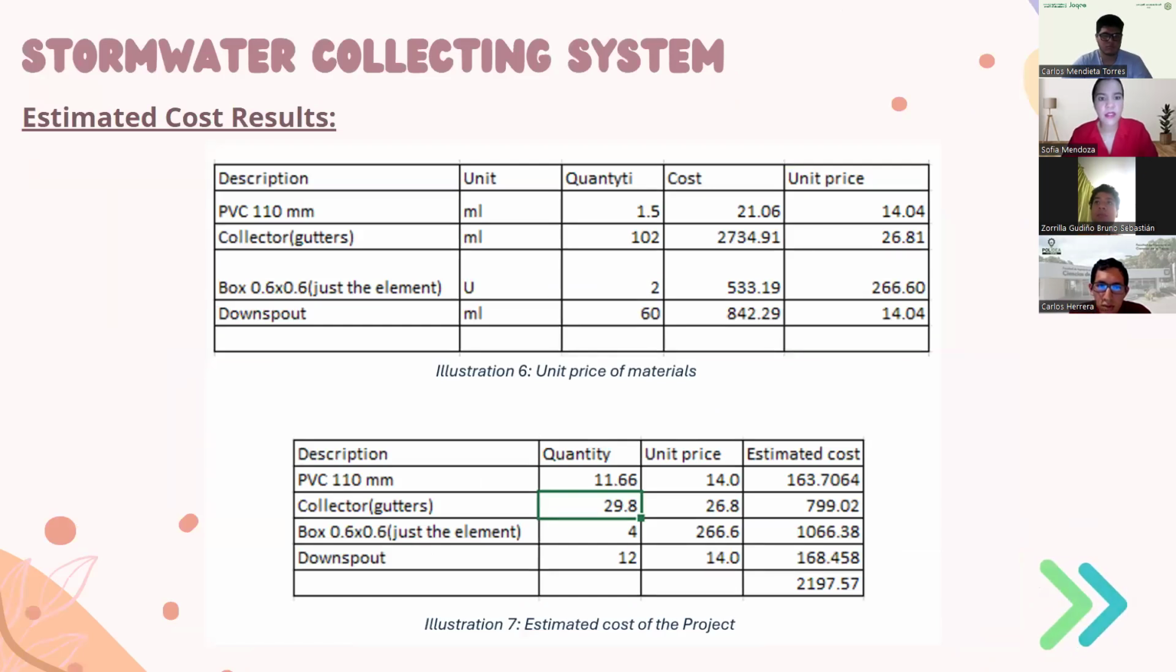With this, we calculate the estimated cost of the project. In the upper table, we see the materials used with their total price. In the lower table, the estimated total price for the stormwater collecting system is shown with a value of approximately $2,197.57.